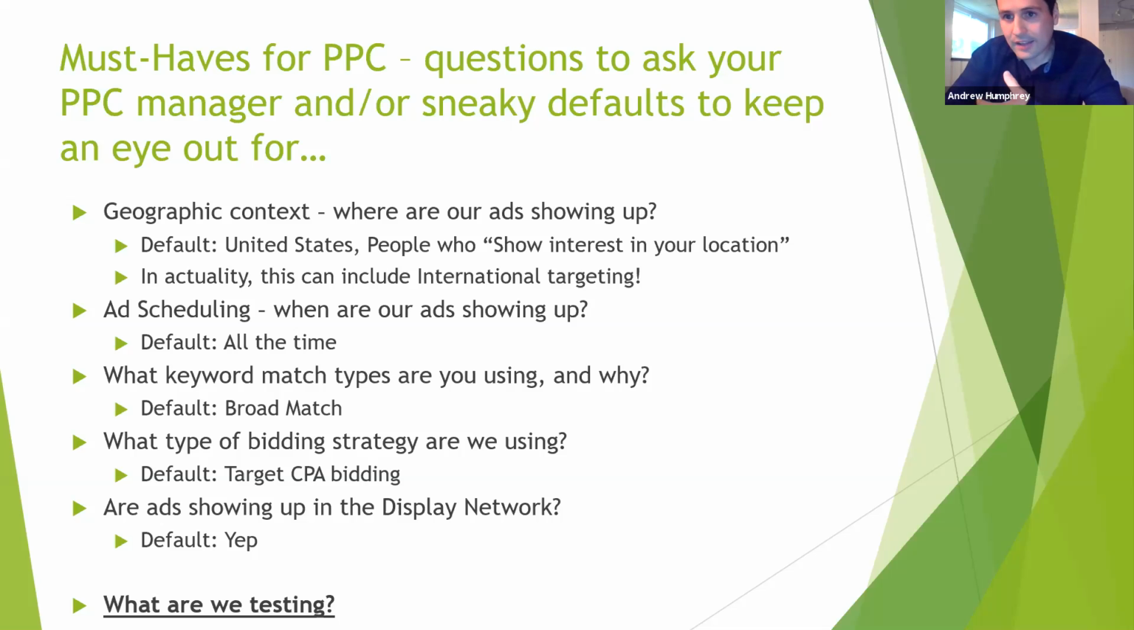So where should my ads show up? Maybe you could provide international services, but that doesn't mean that you probably should, depending on what your budget's looking like, right? So we might need to think a little bit more strategically about that. By default, Google shows your ads in the United States for people who show interest in my location. So what that literally means is global. Like right out the gate, your ads could show up literally all over the planet.